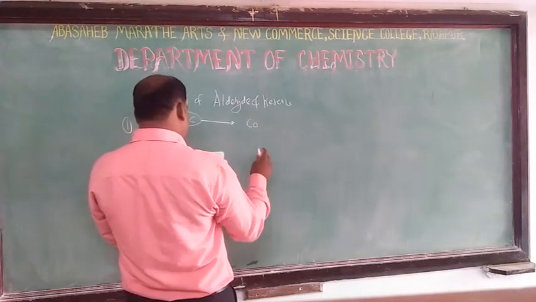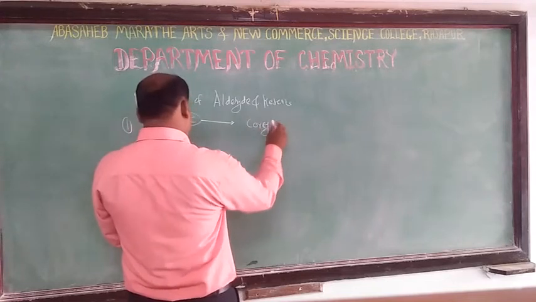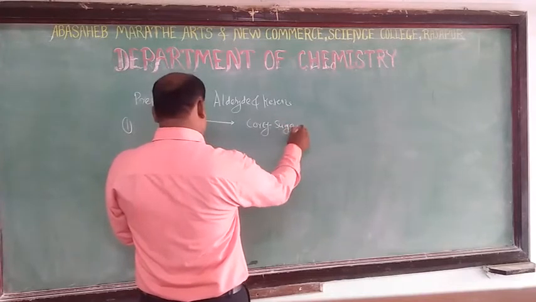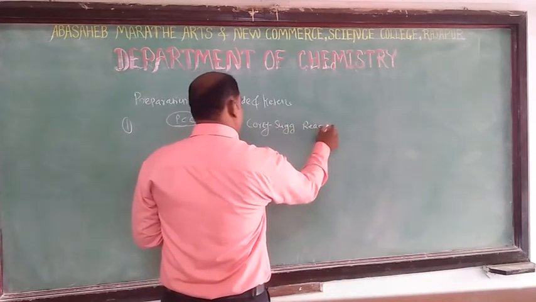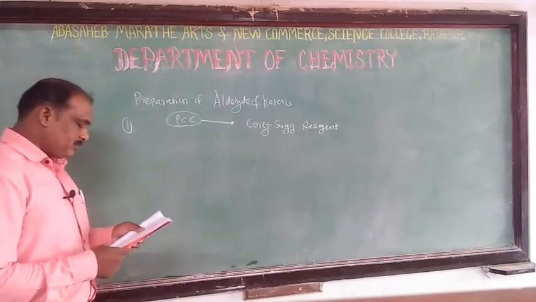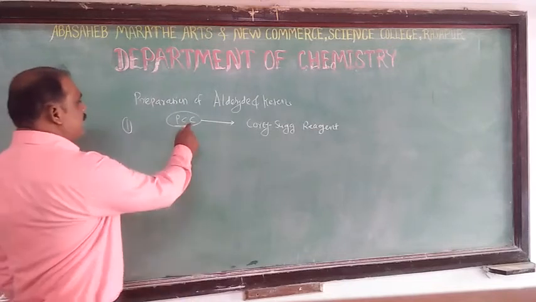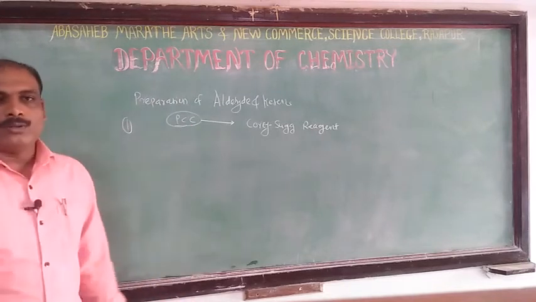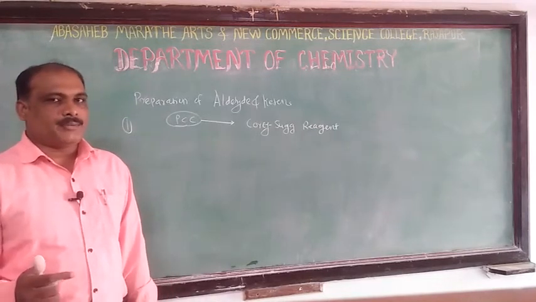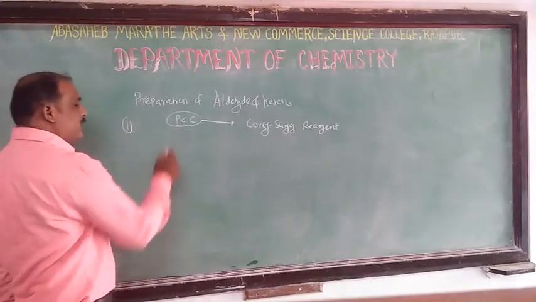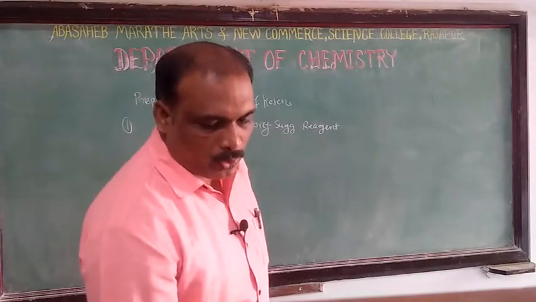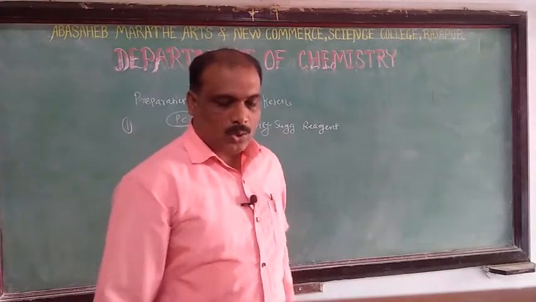Corey's, the name of the scientist, C-O-R-E-Y, Corey's reagent. Those reagents are helpful to convert primary alcohol to the aldehyde stage. Therefore, the reaction can stop only and only at the aldehyde stage by using these reagents.